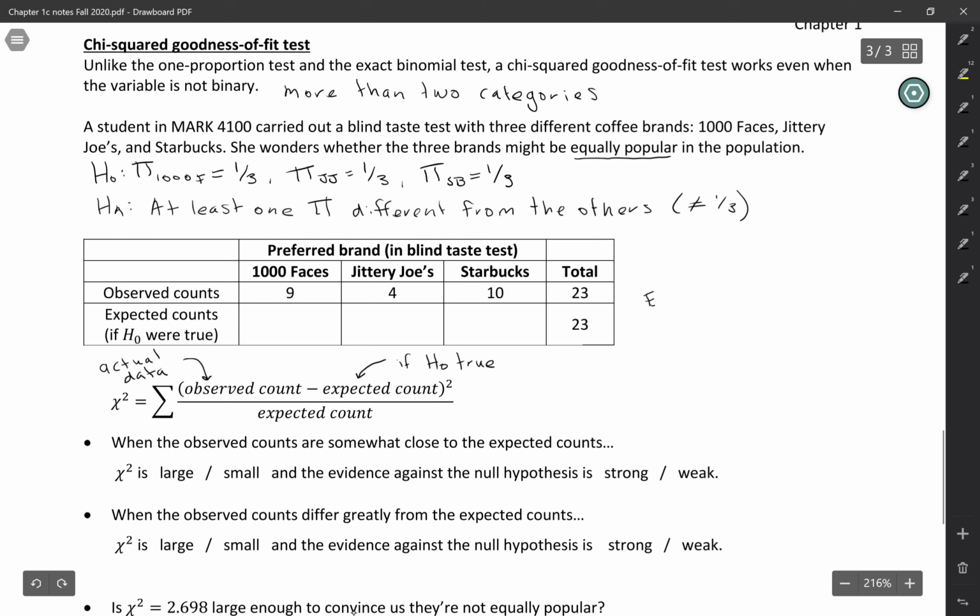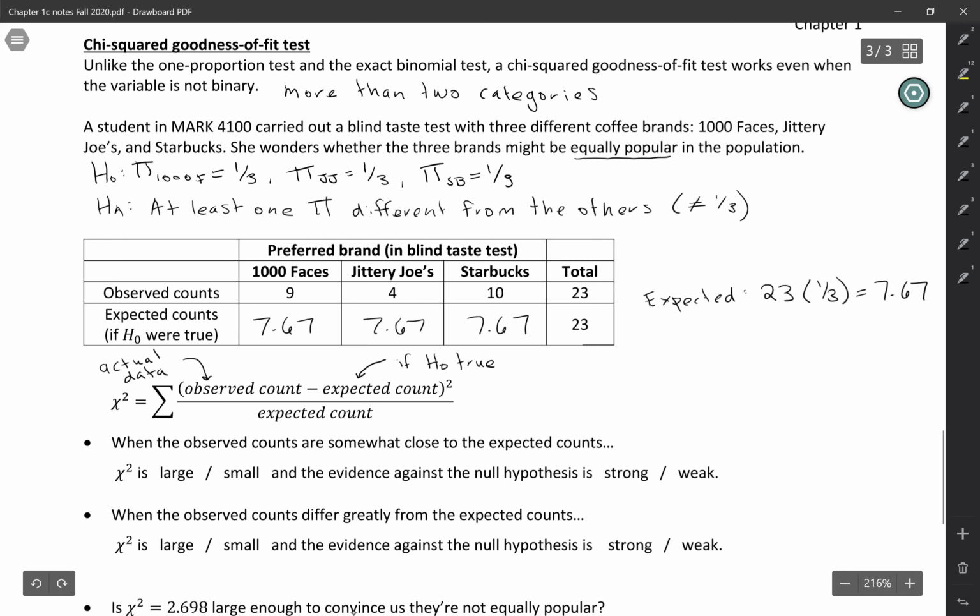So if we wanted to find the expected counts for this data, we've got 23 people. And for each category, we're expecting 1/3 to be in each category. So we end up with 7.67. Notice we know it's not actually going to be 7.67, because counts can't be decimals. It's more like, on average, what would we expect to happen? So the expected count for all 3 of these categories is the same, 7.67. And then we can plug in to find our chi-squared statistic.